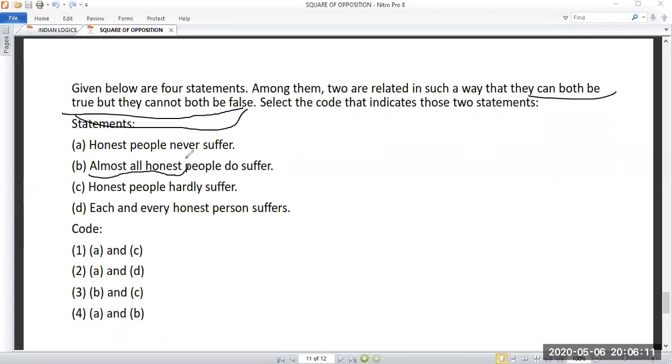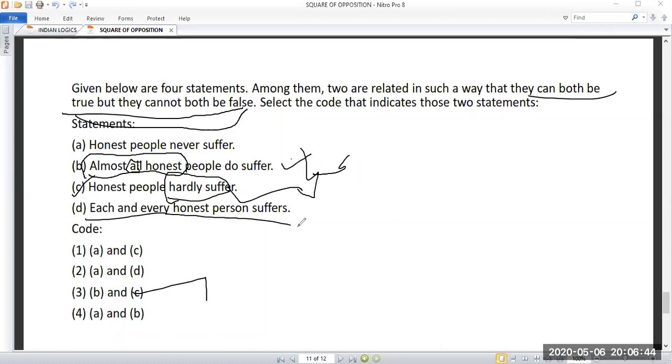So this one, almost all honest people suffer. That means some honest people suffer. And this one, honest people hardly suffer. Hardly means some-not case. So both cases are B and C. Are you getting me? If you take the hidden proposition, almost means something. Almost all means somebody is left. So some are honest. You cannot take this as all people are honest.